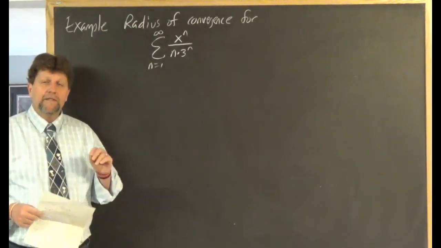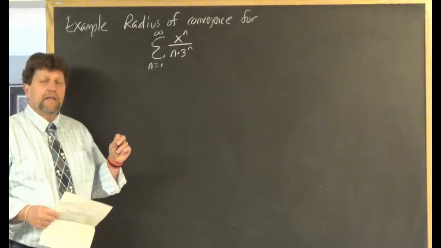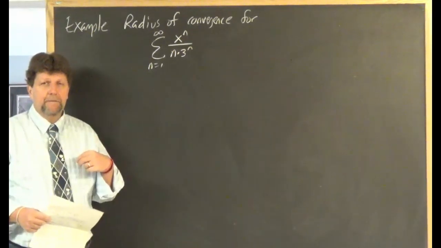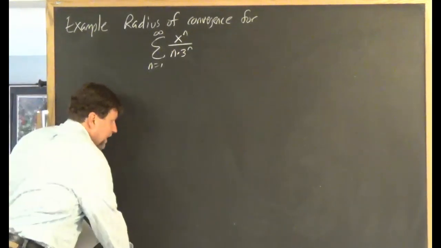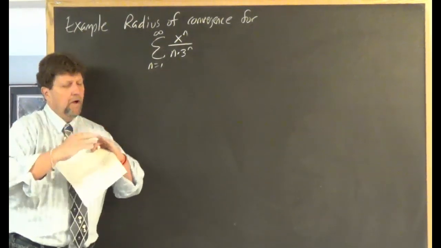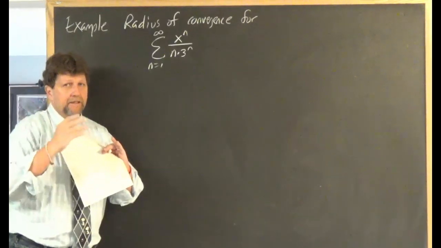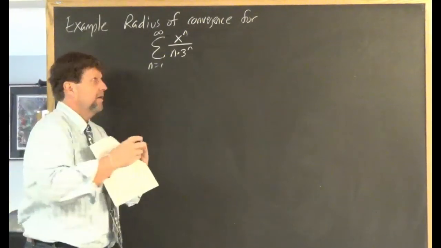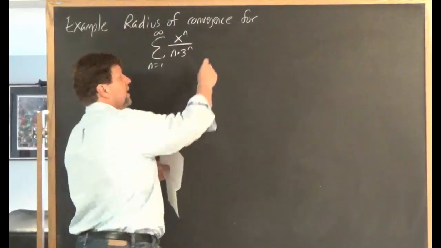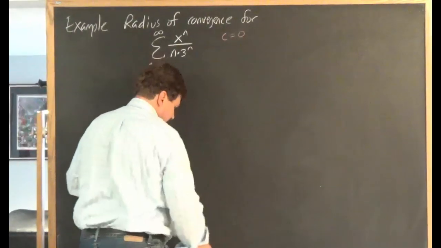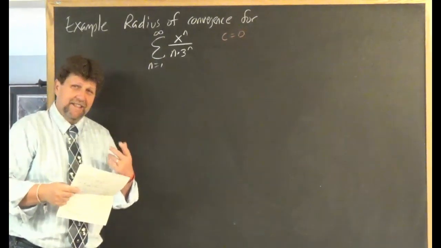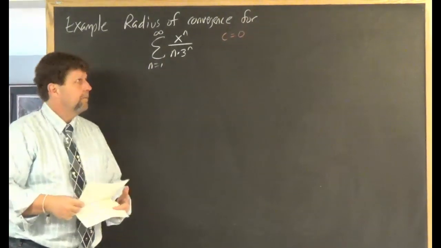All right, in this example, we're asked to find the radius of convergence for the series n equals 1 to infinity, x to the n over n times 3 to the n. The first thing I'll make a quick note of is, where's this power series centered? Remember that the general form was parentheses x minus c to the n power. Well, if that x minus c to the n power is simply written as x to the n, it looks to me like c has a value of 0. So this power series is centered at 0.